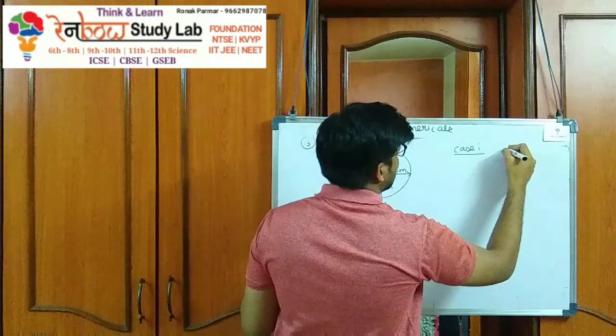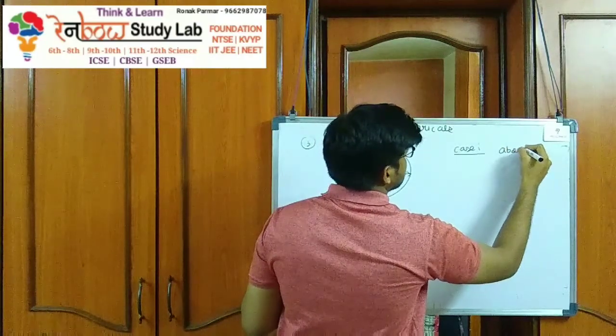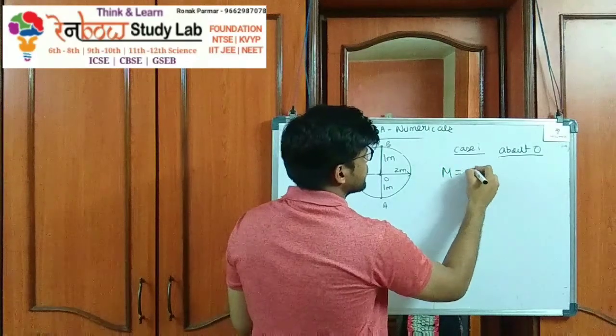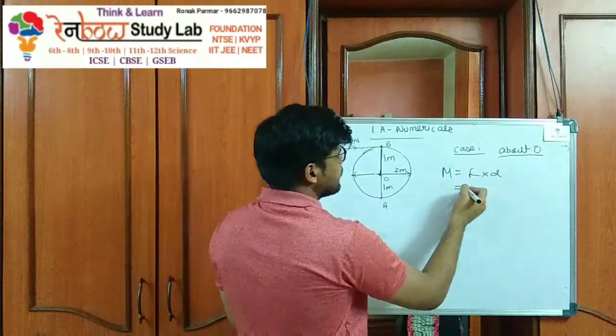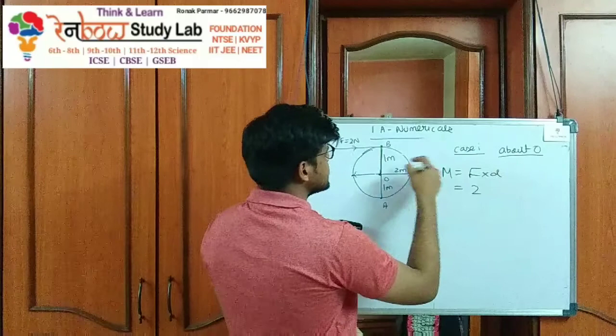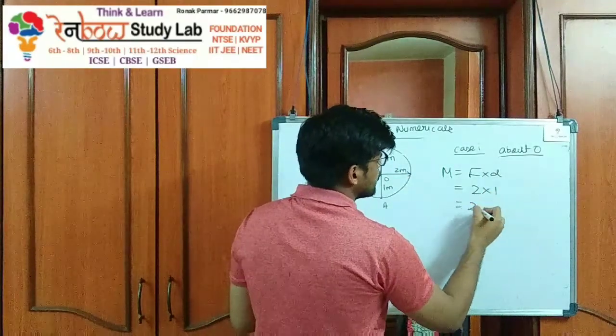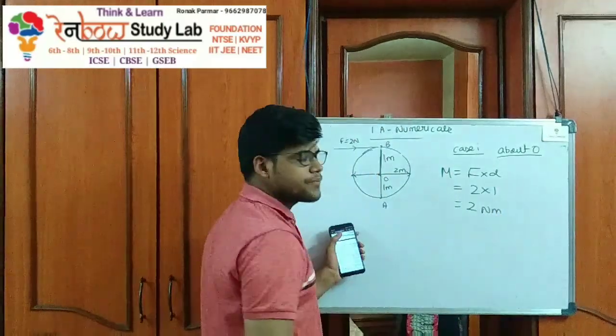Case 1, about O. What will be the moment about O? Force into distance from O. Force is 2 Newton and the distance of this point from O is 1 meter. So 2 Newton meter.